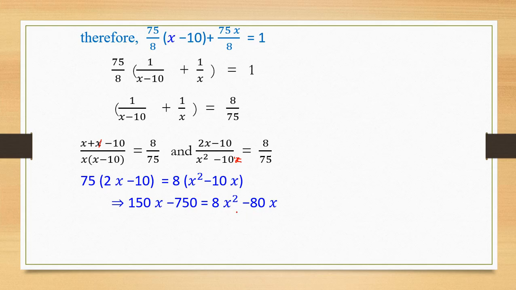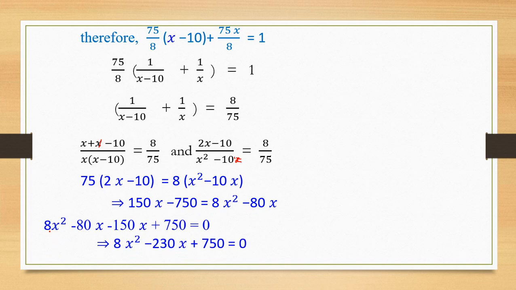So in the next step we write as 8x square minus 80x minus 150x plus 750 is equals to 0. Here the quantity in the right hand side we are transposing from the left hand side. Now by solving this, minus 80 and minus 150 becomes minus 230x. Now 8x square minus 230x plus 750 is equals to 0.